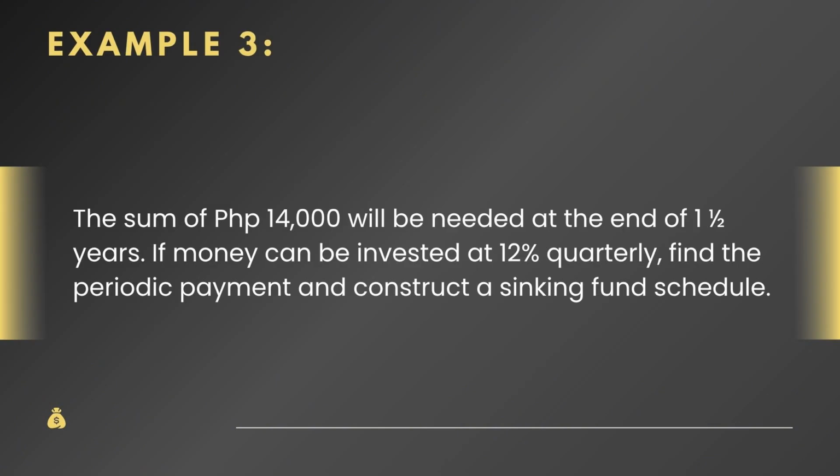A third example: a sum of 14,000 will be needed at the end of 1.5 years. If money can be invested at 12% compounded quarterly, let's find the periodic payment and construct a sinking fund schedule.